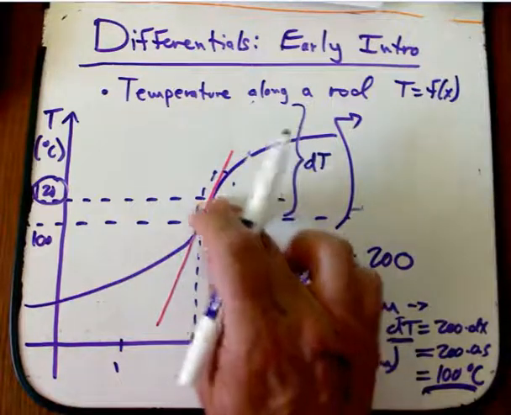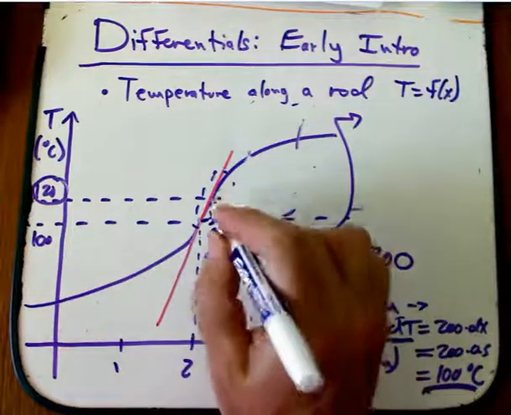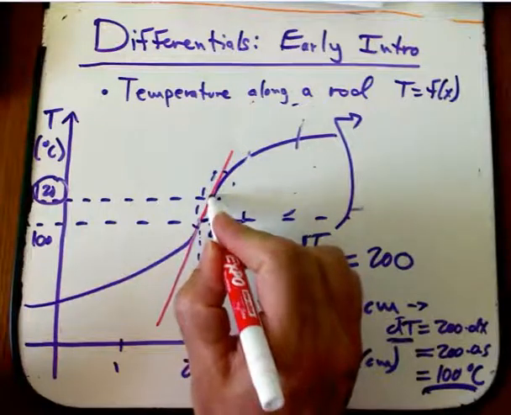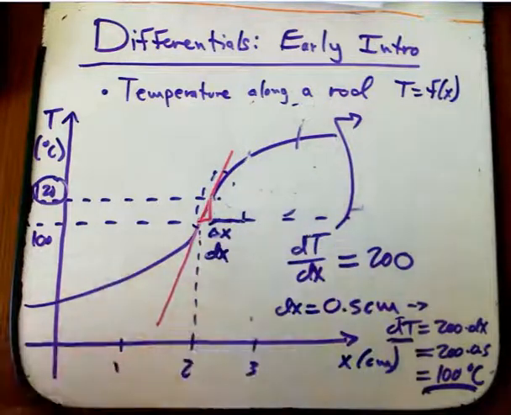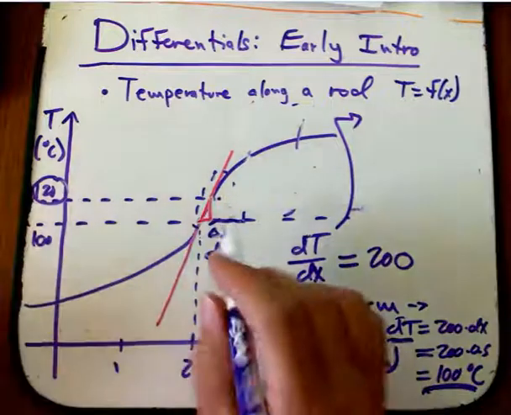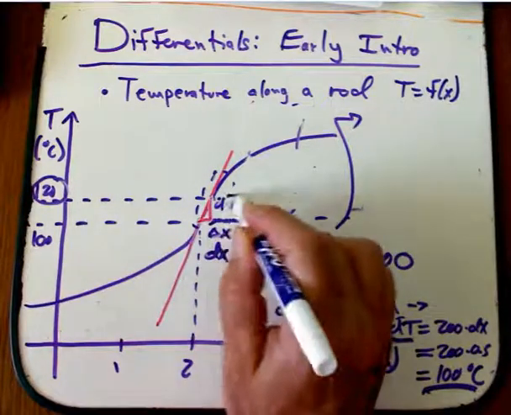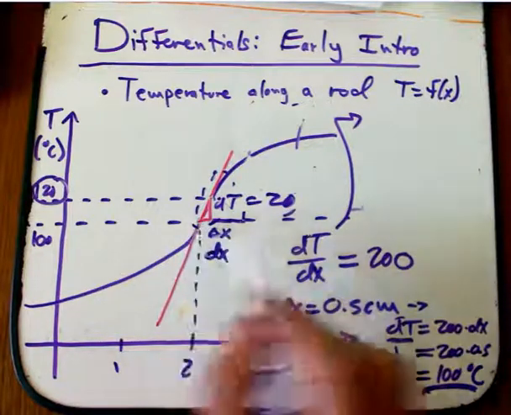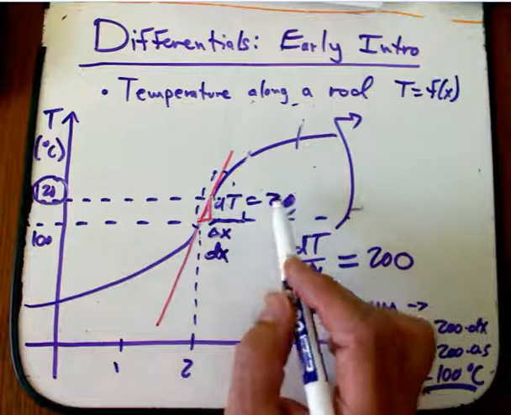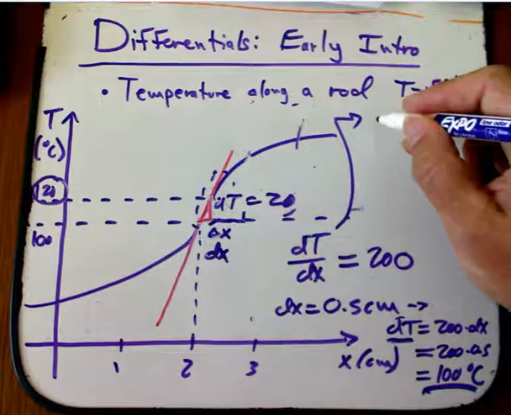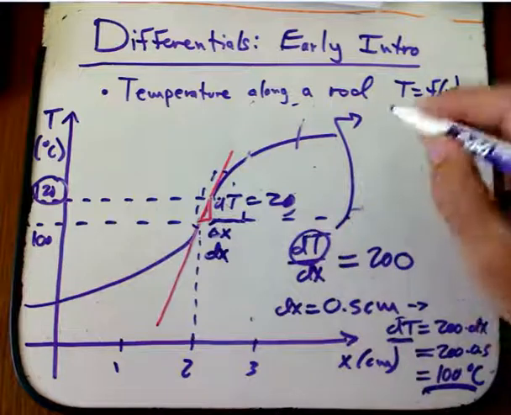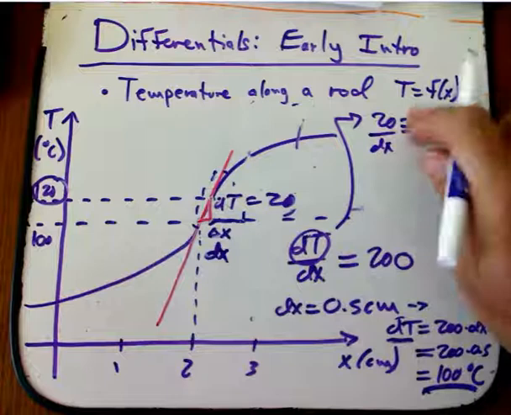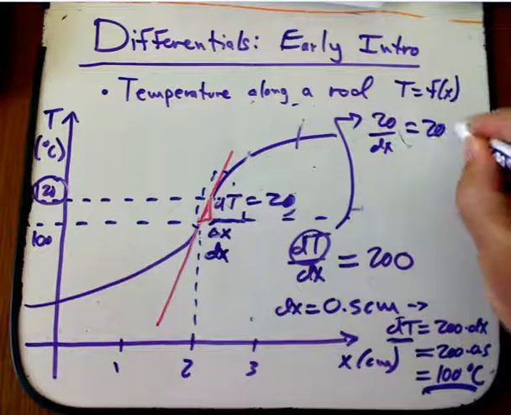But we could say, well, what if dT is going to go to the red line? Notice it's not that different because this isn't very big. We're going to say, what if dT is 20? What's dx going to be? What's my allowable change in input to accommodate some reasonable change in output? Now I'm going to substitute in dT is 20. So 20 over dx equals 200.